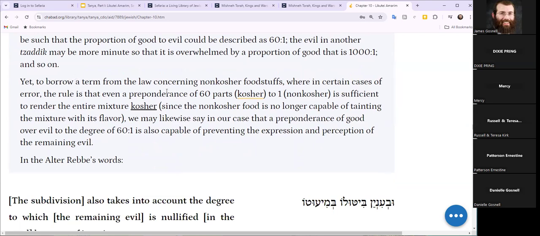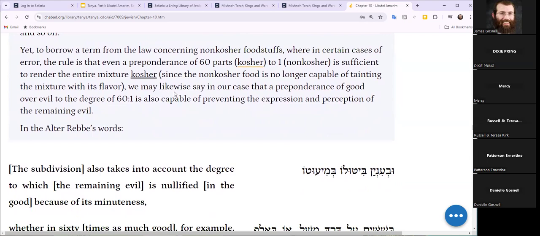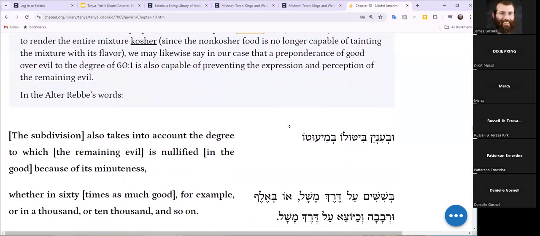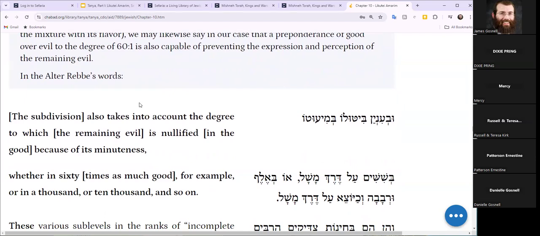Yet, to borrow a term from the law concerning non-kosher foodstuffs, where in certain cases of error, the rule is that even a preponderance of 60 parts kosher to 1 part non-kosher is sufficient to render the entire mixture kosher, since the non-kosher food is no longer capable of tainting the mixture with its flavor. We may likewise say in our case that a preponderance of good over evil to the degree of 60 to 1 is also capable of preventing the expression and perception of the remaining evil.